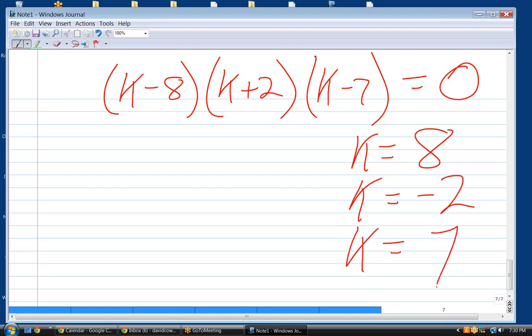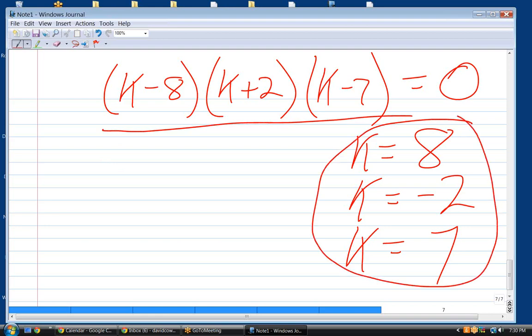K equals 7. Okay. Now I'm going to check all three of those solutions to make sure they work. Does 8 work? Yes. Does negative 2 work? Yes. And does 7 work? Yes. All three of them are valid. We started with a cubic. We expect 3 solutions. When you start with a quadratic, you expect 2 solutions. Okay? So if you're starting with cubics and only coming up with 2 solutions, most likely you're doing something wrong.